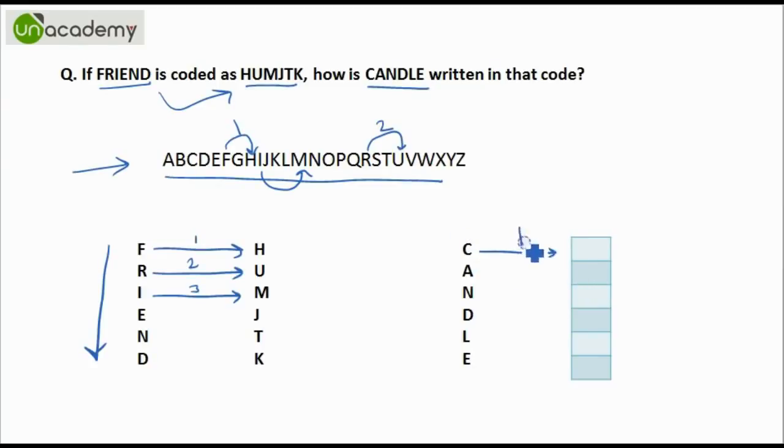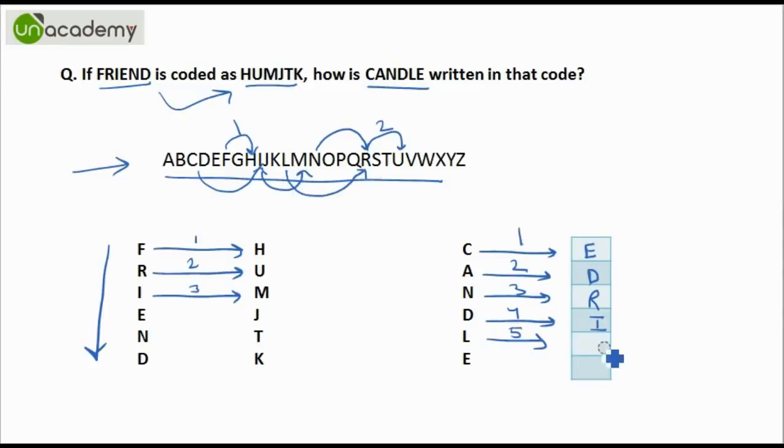C should have one jump, so it will code to E. A should have two jumps, so it will code to D. N should have three jumps, so it will code to R. D should have four jumps, so it will code to I. L should have five jumps, so it will code to R. And E should have six jumps, so it will code to L.